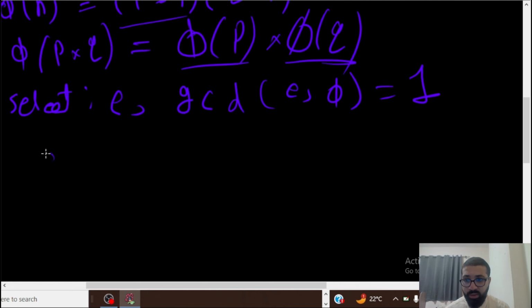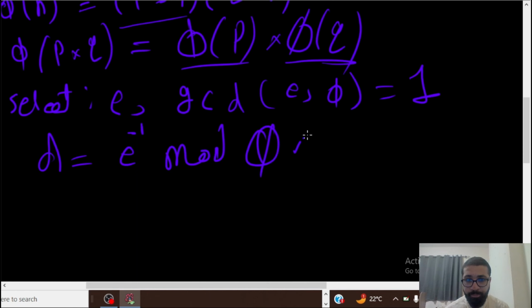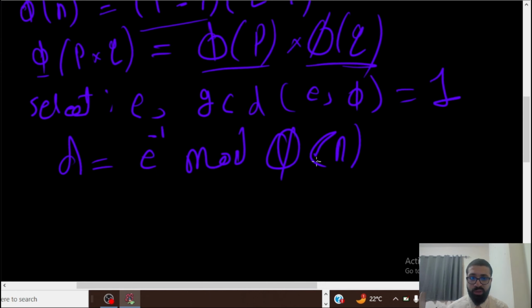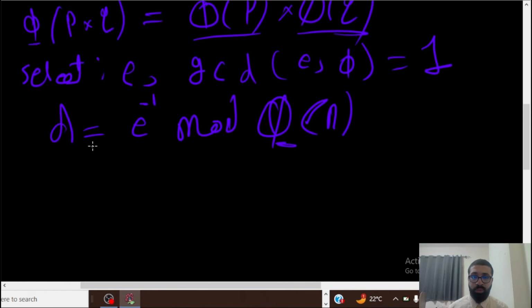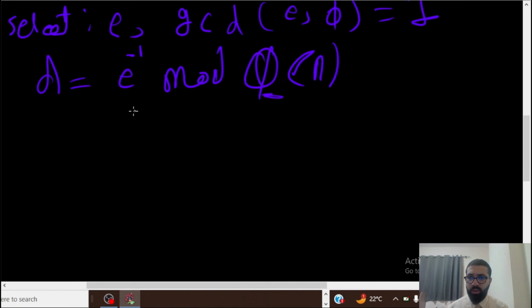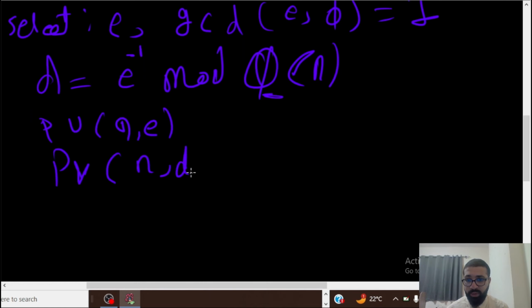Now we calculate D, where D is equal to E inverse mod the totient of n. Again, we are using the totient of n such that we can build a mathematical relationship between D and the E inverse, such that when we multiply D and E, we get 1, okay? Now, what will be public, again, is the N and the E. What will be private is the N and the D.